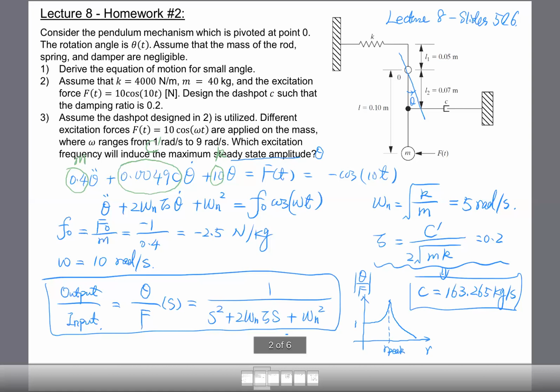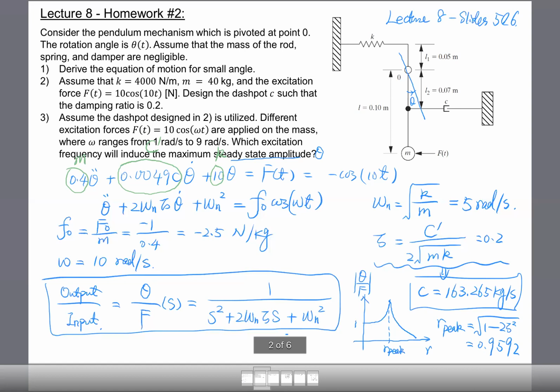If you recall, this R peak is the square root of 1 minus 2 zeta squared. That's all in your notes. If you put zeta equal to 0.2 in your equation, you would have this R peak equal to 0.9592. So that means your transfer function peaks at this R value.